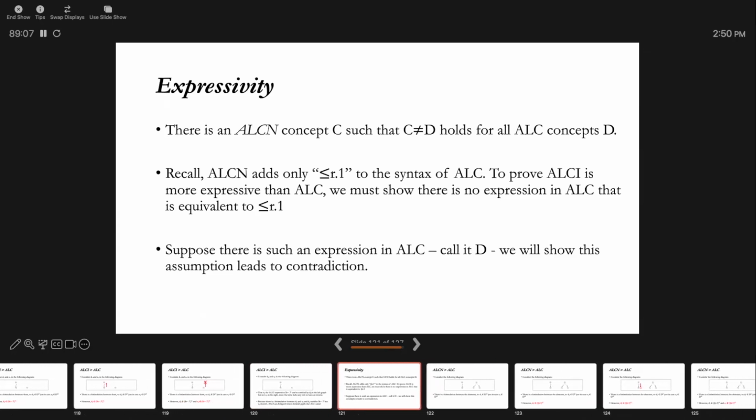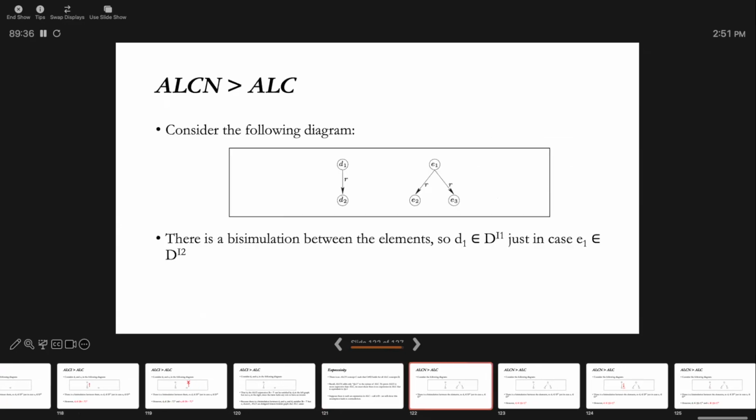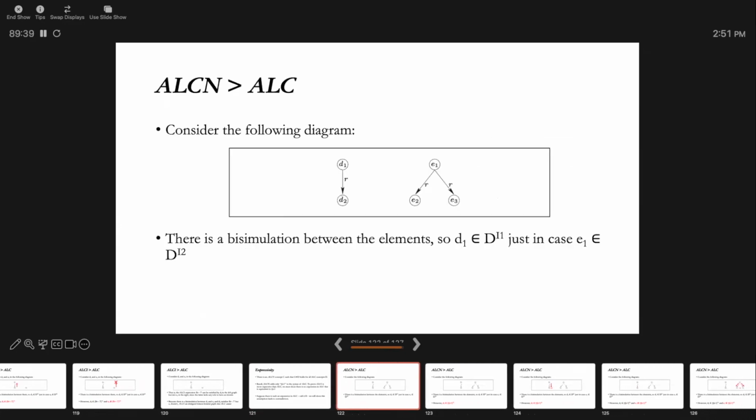Now, another example of expressivity. This time we'll focus on ALCN and show it is more expressive than ALC. Again, this one has cardinality constraints. Same setup. It'll always be the same setup. To prove that ALCN is more expressive than ALC, we must show there's no expression in ALC that is equivalent to less than or equal to rho 1. It's just a simple case. Suppose there is such an expression, call it D. We'll show that this leads to a problem. Here's the graph.